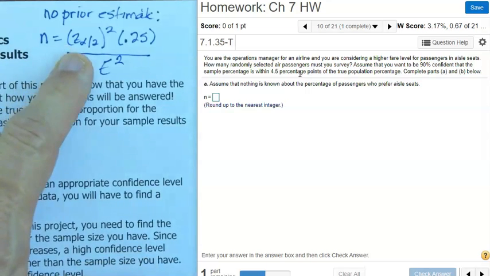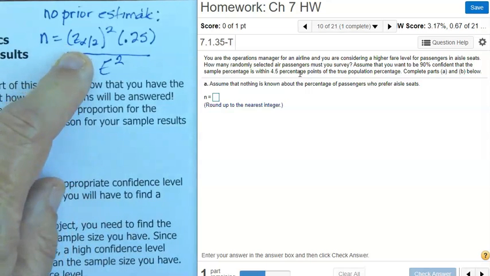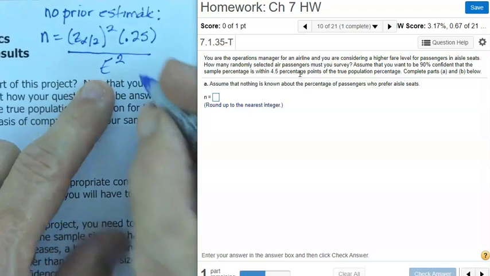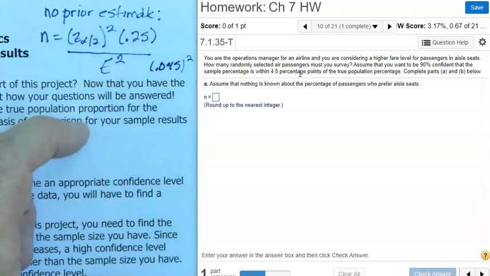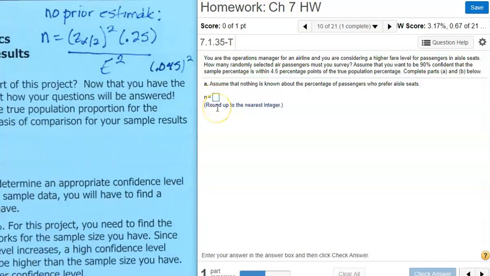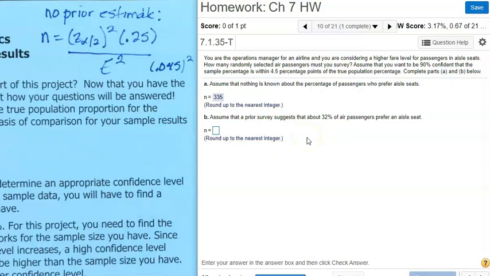So for what I have here, I'd find the critical value that goes with 90%, and for this I'd put in 0.045 squared. And remember, with these you have to round up to the next highest integer. Minimum sample size problems, you're always rounding up no matter what. Once you get that answer, the next part gives you a prior estimate for the percentage.